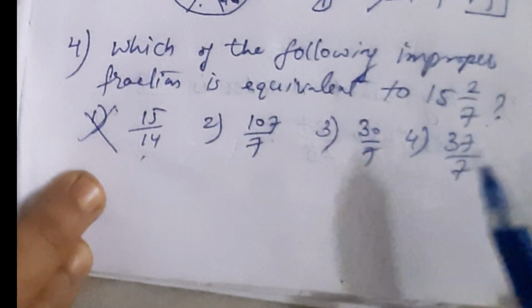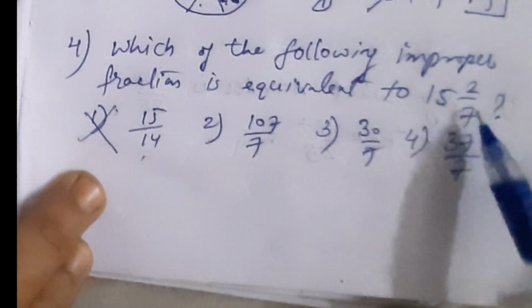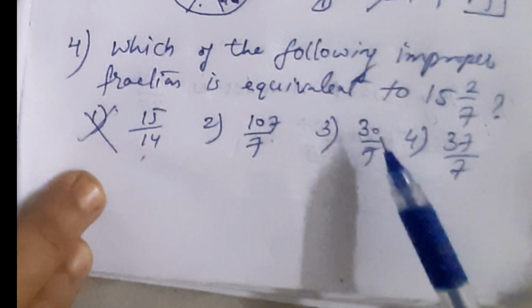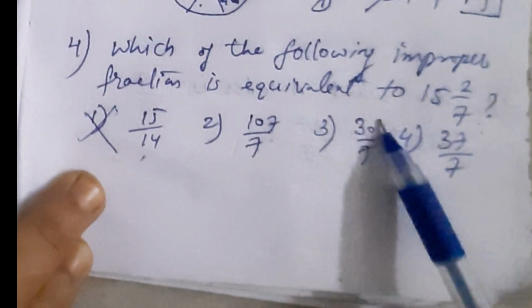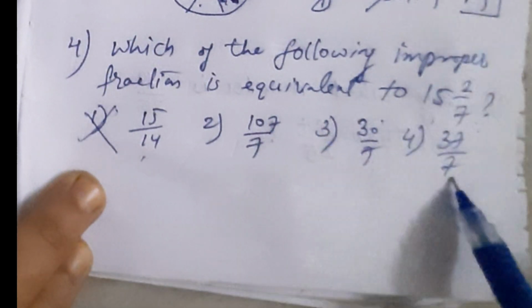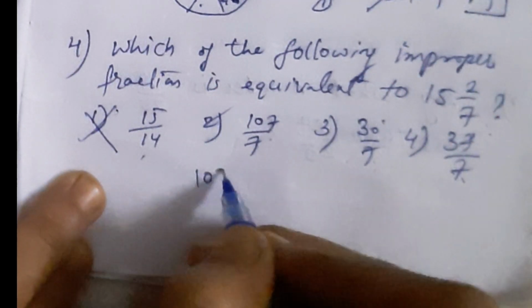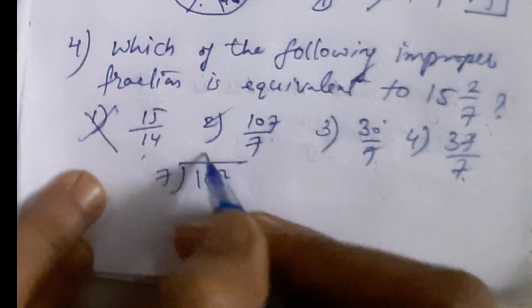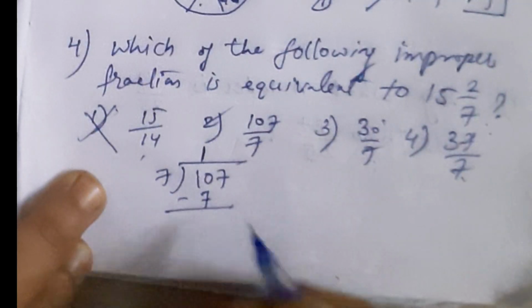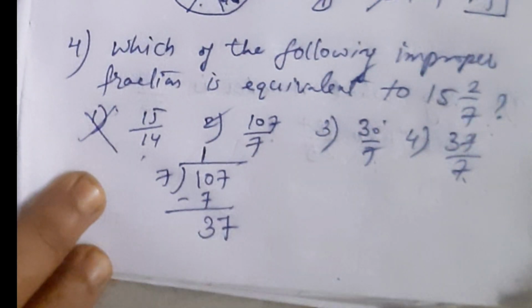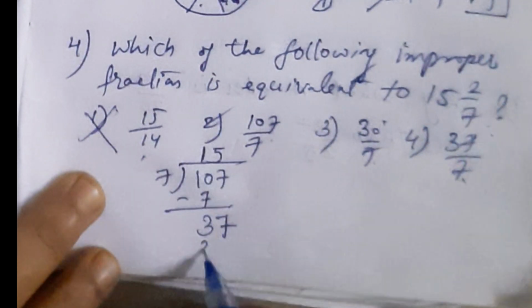You need to check where we will be getting 15 integer 2 by 7. So here if it is 30, 7 fours are 28, we will not get it. 7 fives are 35, we will not get it. So let's try with this. Here 107 is to be divided by 7. 7 ones are 7. Now the remainder is 3. Bring down 7. 7 fives are 35.